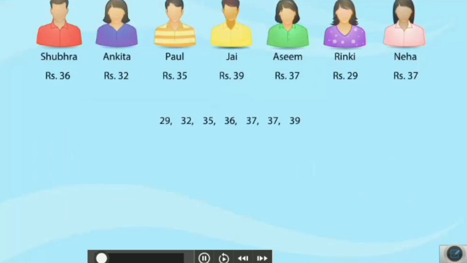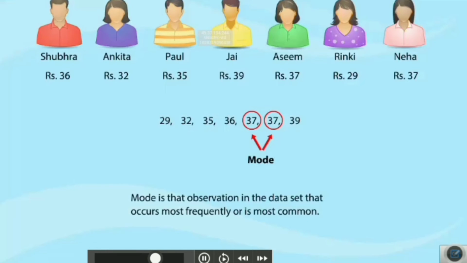In the same example of 7 friends sharing the cost of lunch, do you notice any observation that occurs more than once? Such an observation is called the mode of the group. In this case, you can see that 37 is the mode. Mode is that observation in the data set that occurs most frequently or is most common. Let us see examples of each representative value.